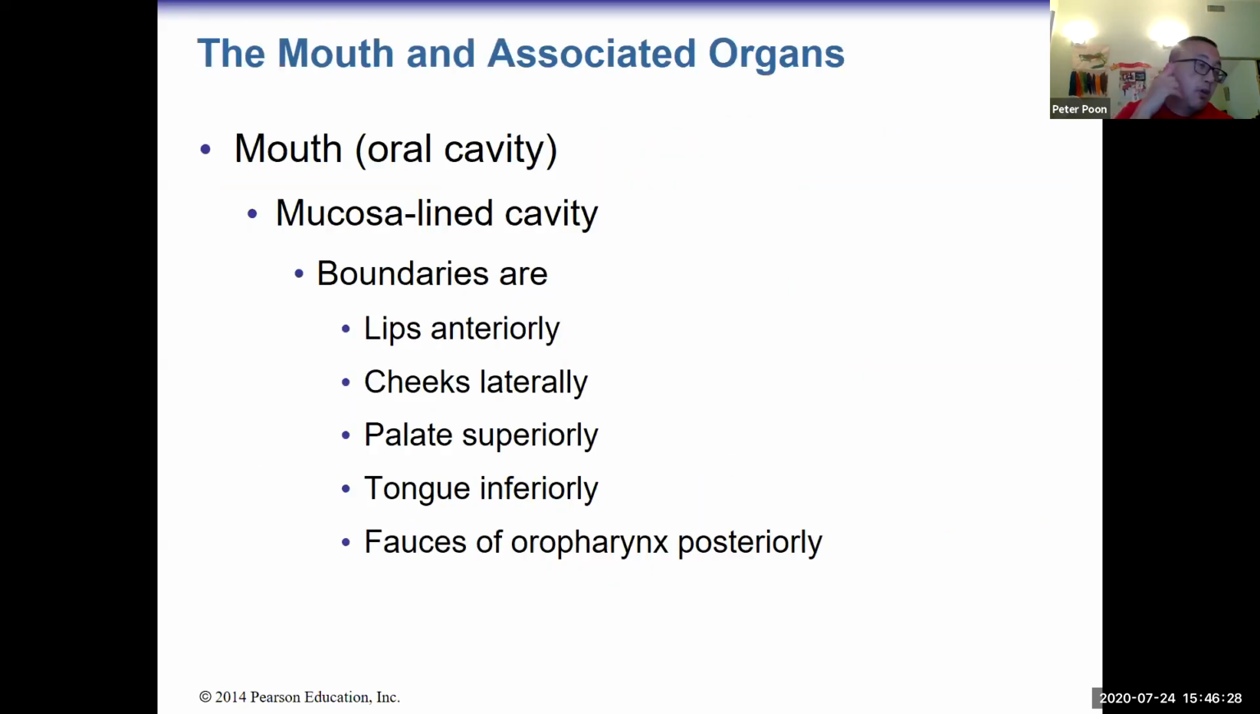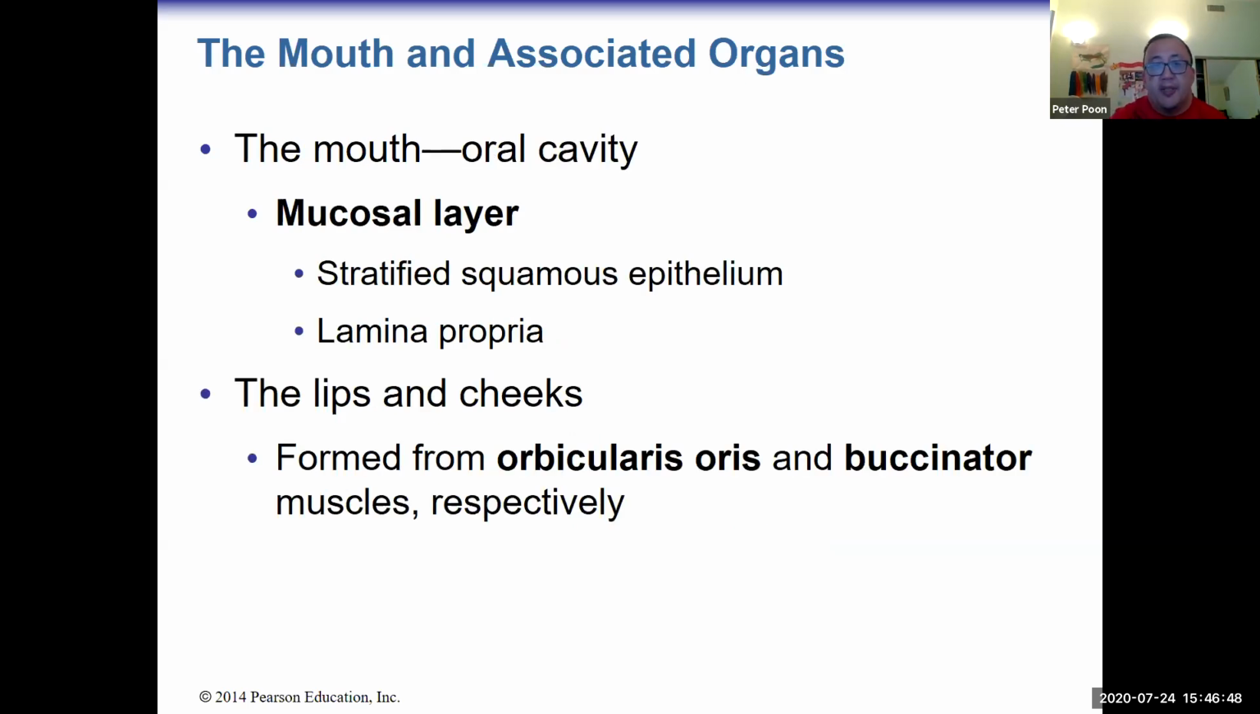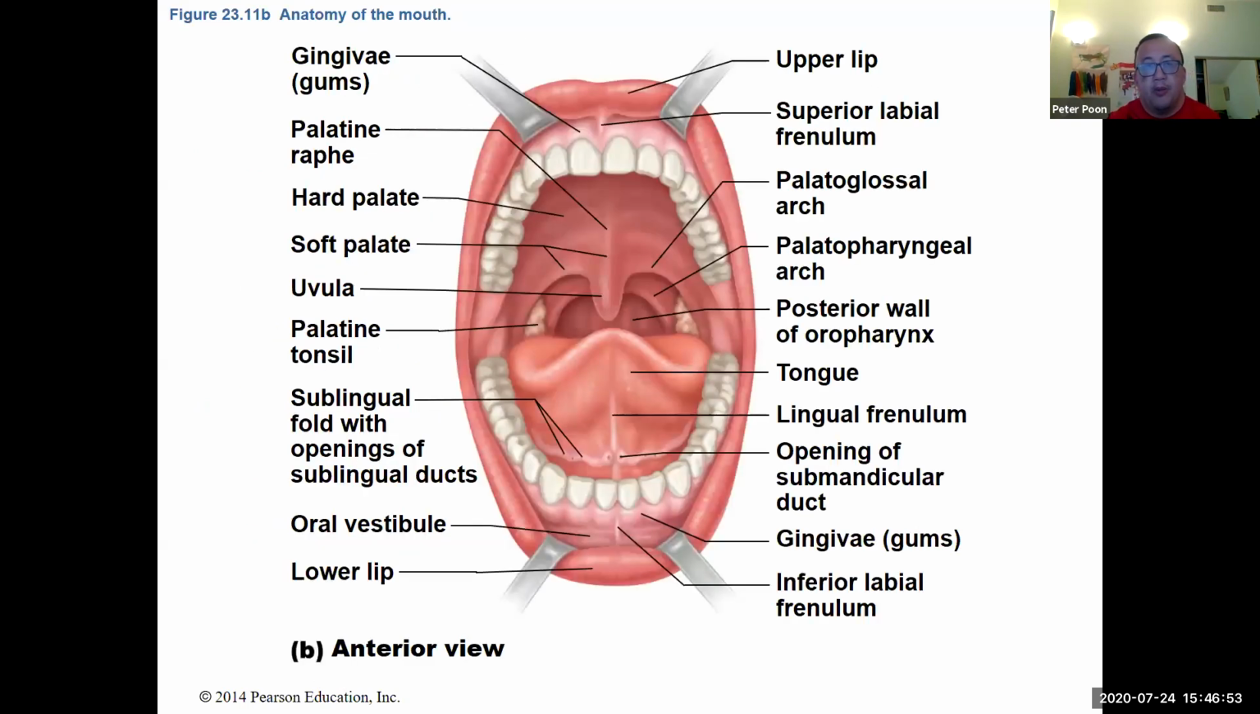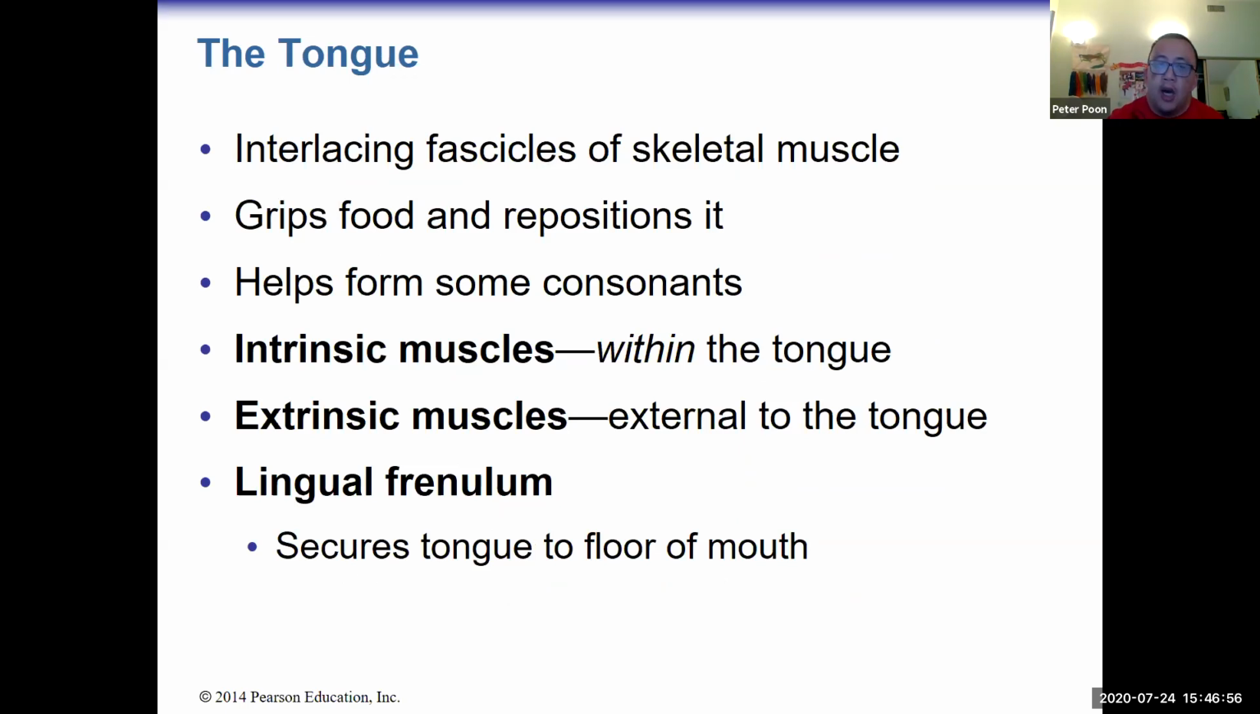All right, so let's tackle the mouth and associated organs. One of the questions on your test is to make sure you understand the pathway of food and what happens at each stage. The mouth is the oral cavity. The purpose of the tongue, in addition to speaking, is to really move the food around.